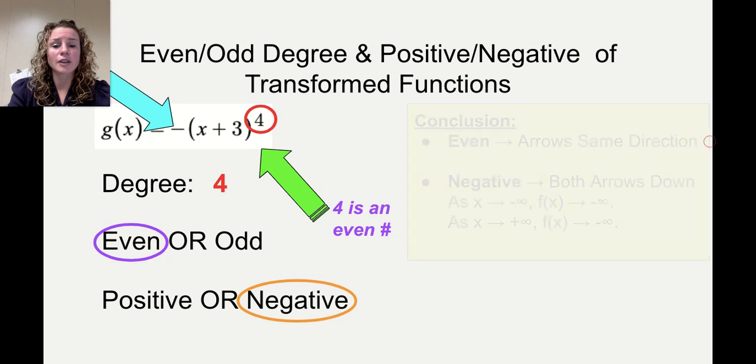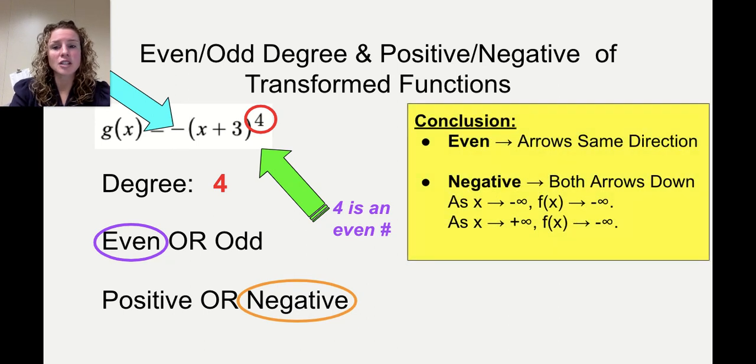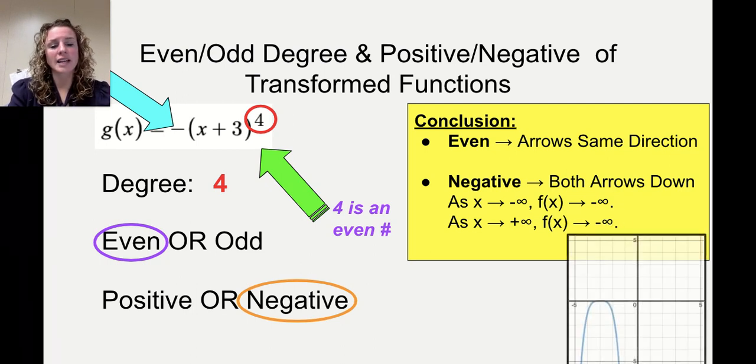Okay, so what can we conclude? Because it's an even function, my arrows go in the same direction. And both of those arrows are going to go down because of that negative out front. So your end behavior, as we go left, it goes down. As we go right, it goes down. Okay, and here would be a sketch of that graph.